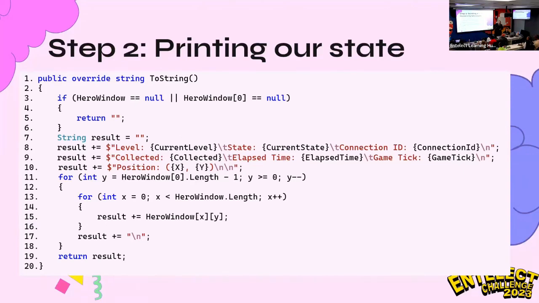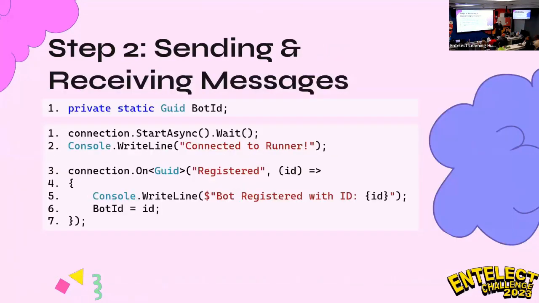So now in our program.cs, we at the top add a new variable for our bot ID. We also, after starting the connection, add a listener for the registered event. When we get that, we receive the ID from it, and we print it out to the screen, and we save it into our variable.